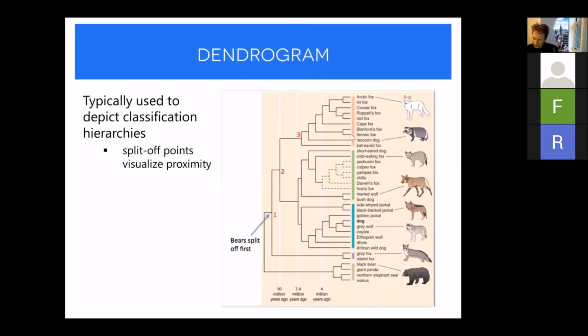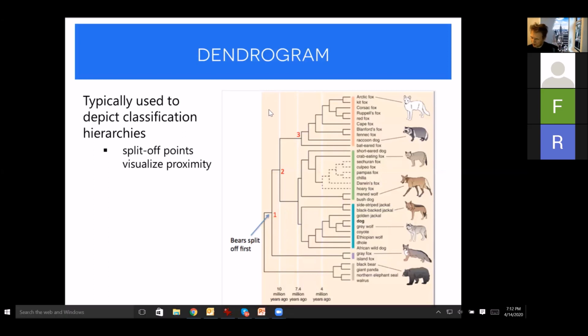Then this is a dendrogram. A dendrogram is often used for classification hierarchies or families. So this is a typical dendrogram. Oftentimes it can be spelled dendrogram or dendrogram with an R; both are correct. You see Arctic fox and foxes here, more foxes here, and other different foxes. And here are the bears, right? You can see how they go together.